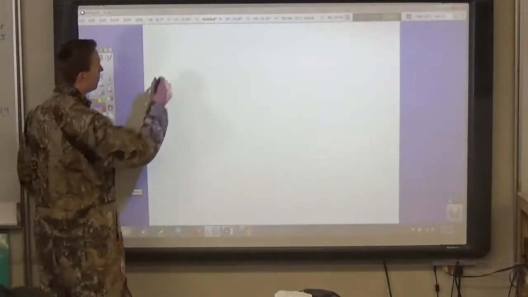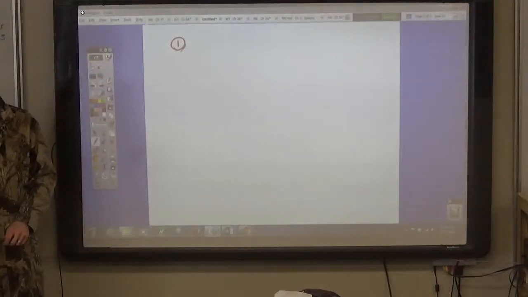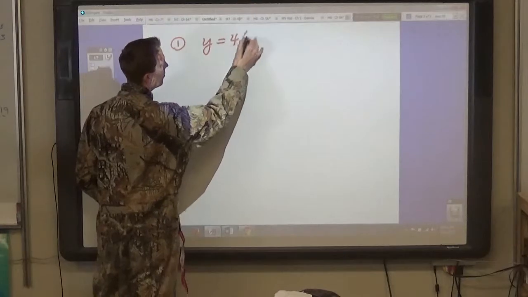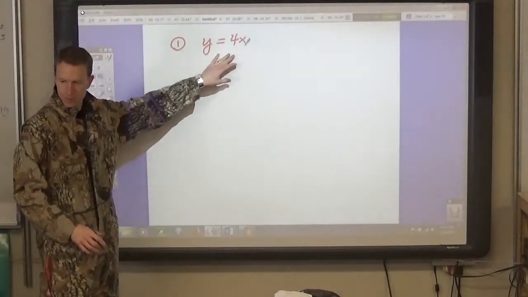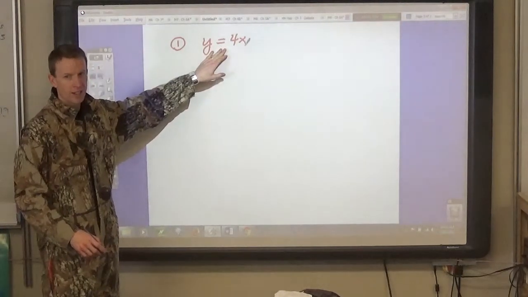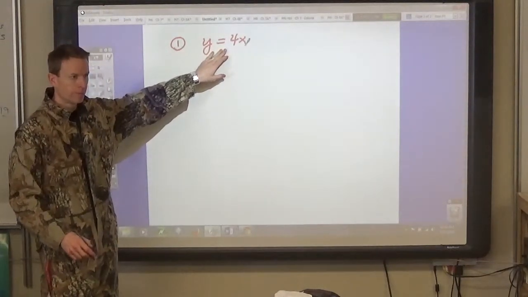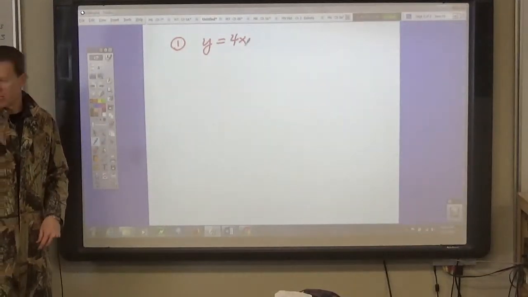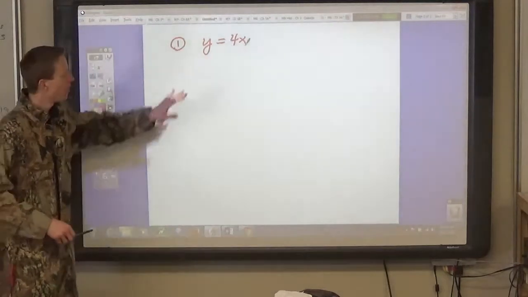Page 272. Number 1. You're given this. What is this called? The equation. It's also a function rule. Yep. This is a function rule. Now on page 272, they give you 3 different x and y charts. Which one of those follows this rule?